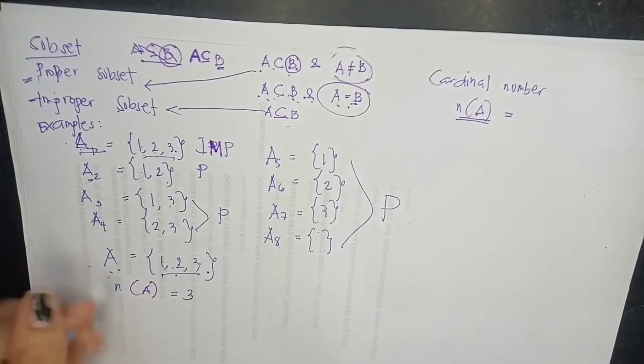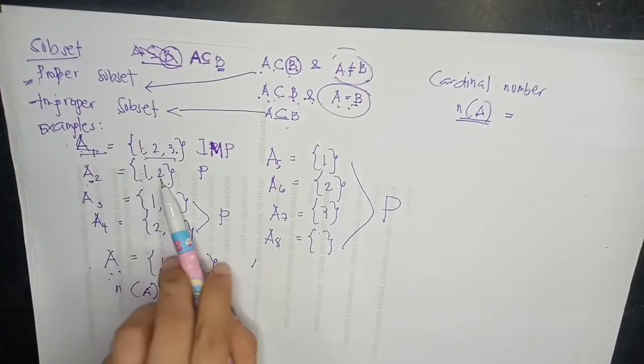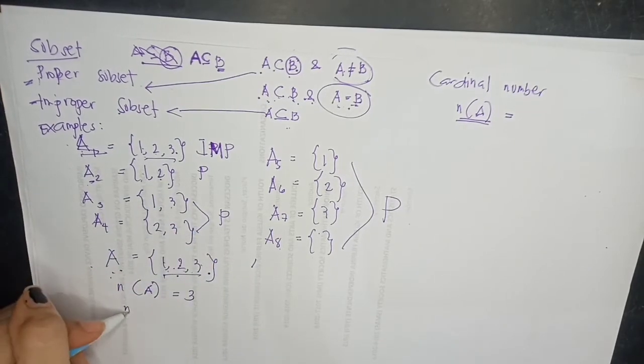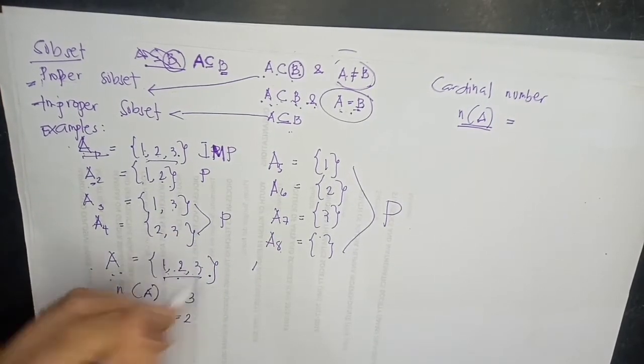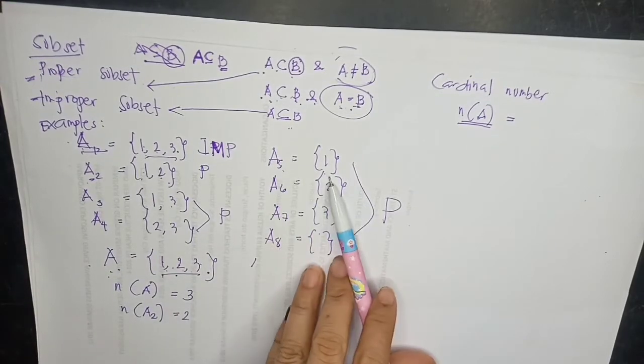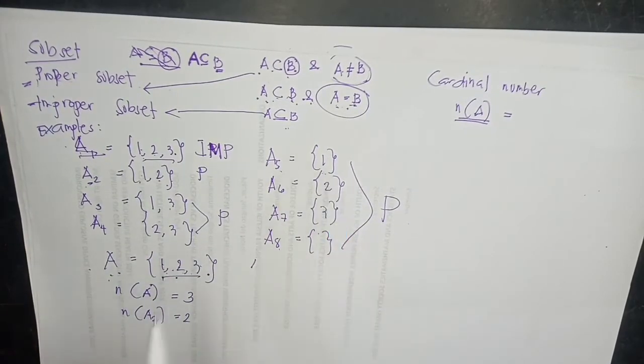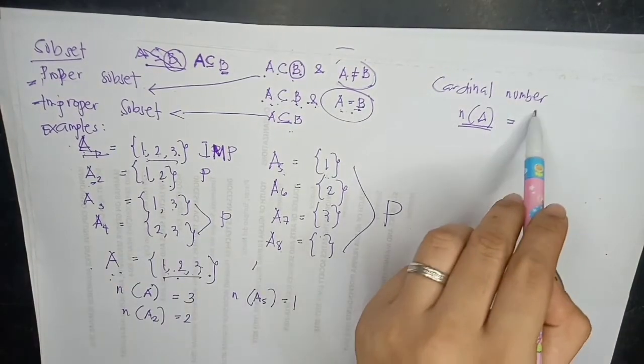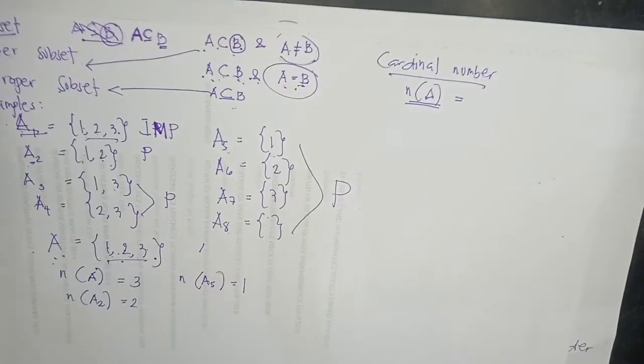Ito po, si A2. A2, 1, 2. Ilan pong number ng elements na A2? 2. So, ang n of A2 is 2. A5. Ilan po bang elements na nandyan kay A5? Isa lang po. So, ang n of A5 is 1. Yan po ang meaning ng cardinal number.